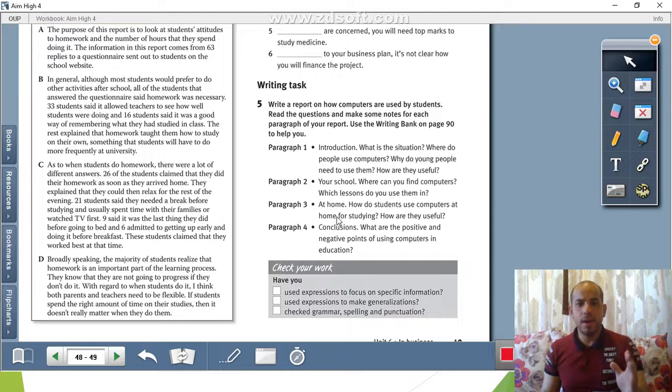The third paragraph, at home, how do students use computers at home? And at the last paragraph, you have to write what? The conclusion. And never forget, okay, to use the expressions that I taught you. Never forget to use 4 paragraphs, 2 questions: introduction, question number 1, question number 2, and finally to write your conclusion.